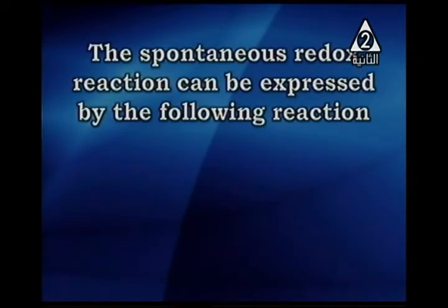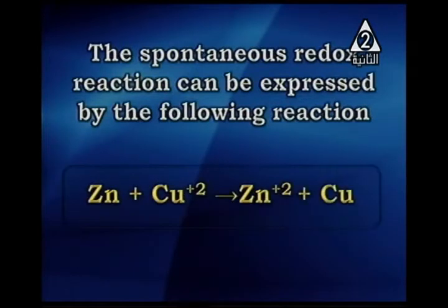So the spontaneous redox reaction can be expressed by the following reaction. For example, we have Zn, a metal, and we have Cu2+, copper ions. What's meant by each one of them? We have the metal here, a piece of zinc. Zn plus Cu2+ gives us Zn2+ plus copper atoms. So the ions change into atoms and the atoms change into ions.